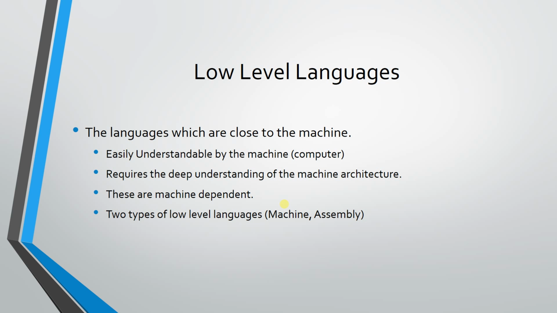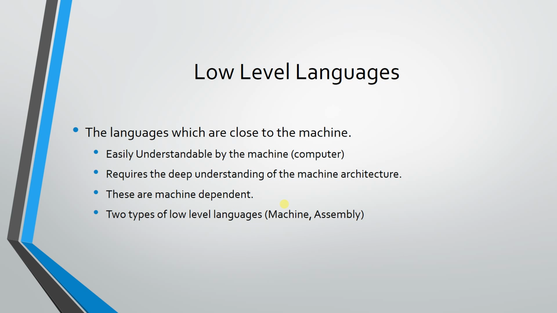So we have to get detailed knowledge of the machine architecture. These are also machine dependent languages, in the sense that if I write a program in a low level language for an Intel processor, and I try to execute this program on another type of computer, then it will not execute, because different computers have different instruction sets. So these are machine dependent. There are two types of low level languages: machine languages and assembly languages.